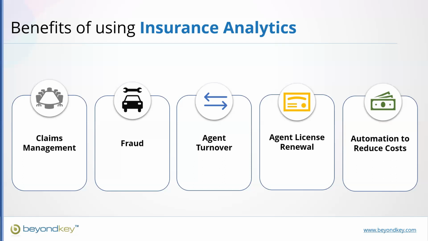Furthermore, reducing agent turnover is another huge benefit as well. It used to be about 6 to 8% agent turnover in the insurance industry. Now it's 12 to 15%. If you could reduce that back to what it originally was before the pandemic, you're going to be able to help your organization grow that much faster.